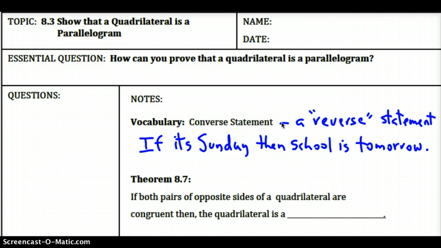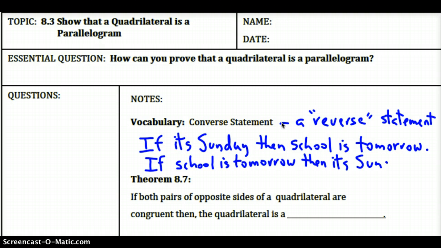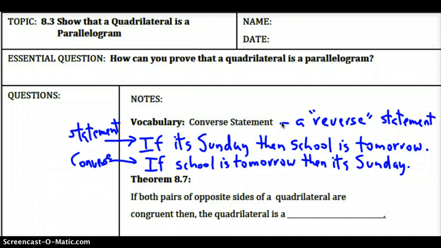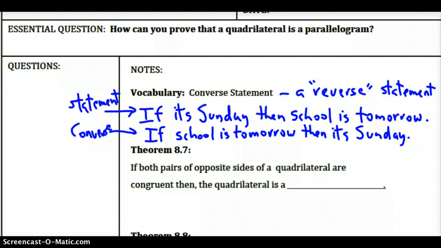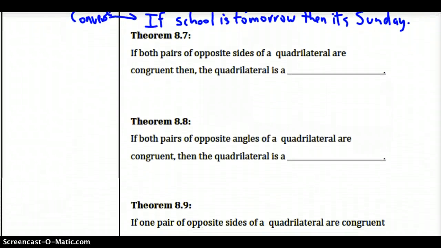So if that's an original statement, the converse would say, if school is tomorrow, then it's Sunday. So this is the converse. Here's our original statement. So a converse just switches around a statement. Now why is this important? Because 3 of our 4 theorems are converses.